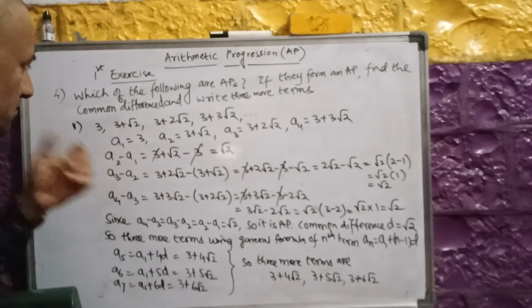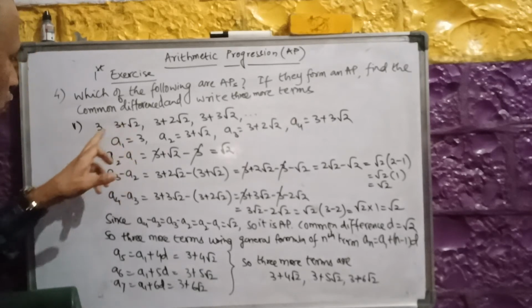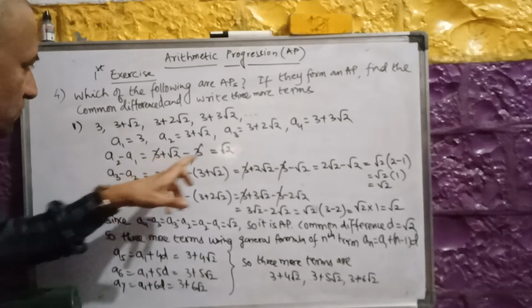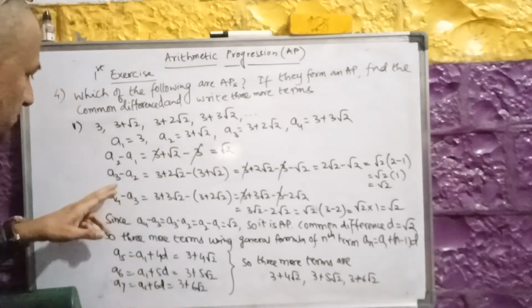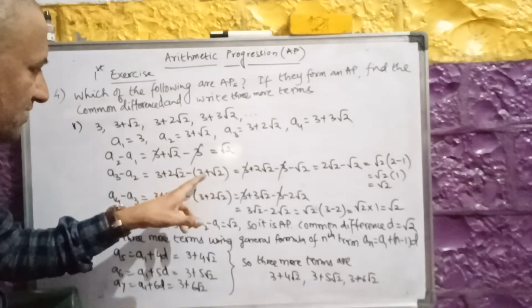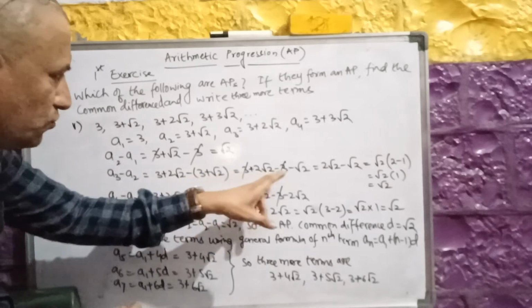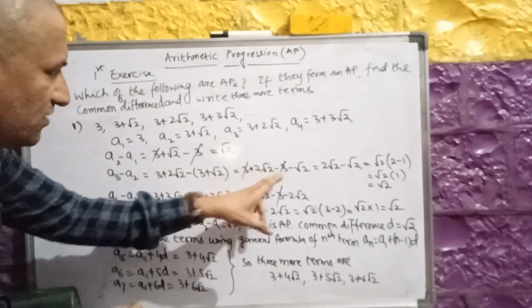So find the difference between the two consecutive terms. a2 minus a1, 3 plus root 2 minus 3. So 3 will get cancelled. What will be left out will be root 2. Similarly, a3 minus a2, 3 plus 2 root 2 minus in bracket 3 plus root 2. So 3 plus 2 root 2 minus 3 minus root 2. So 3 will cancel.